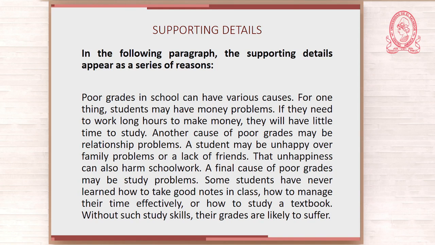Let's read. Poor grades in a school can have various causes. For one thing, students may have money problems. If they need to work long hours to make money, they will have little time to study. Another cause of poor grades may be relationship problems. A student may be unhappy over family problems or a lack of friends. That unhappiness can also harm schoolwork. A final cause of poor grades may be study problems. Some students have never learned how to take good notes in class, how to manage their time effectively, or how to study a textbook. Without such study skills, their grades are likely to suffer.